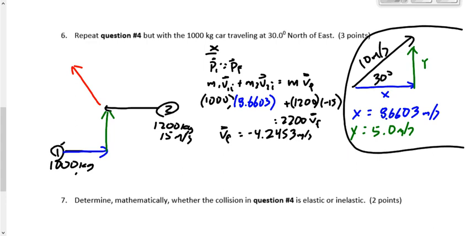Did I guess correctly here? Is the final velocity to the left? I said it was going to be to the left. Sure enough, it is. Y components, same deal.